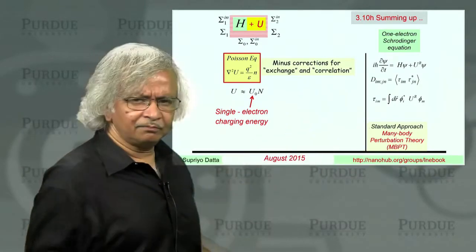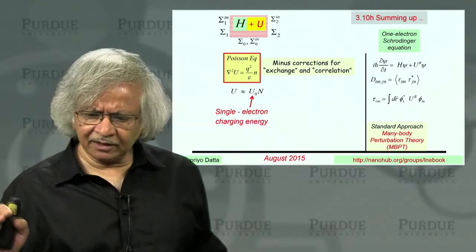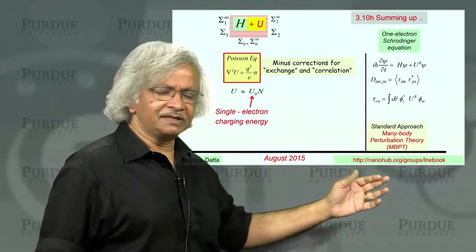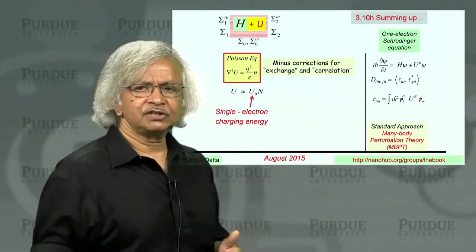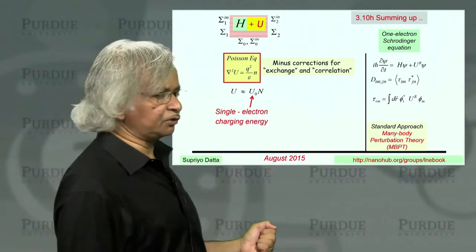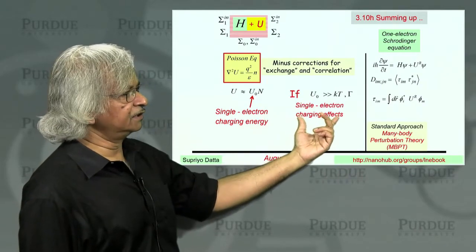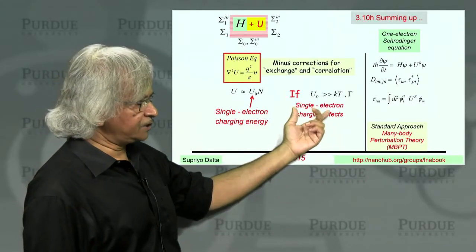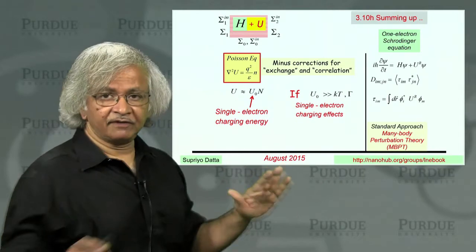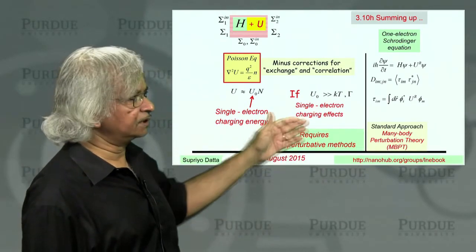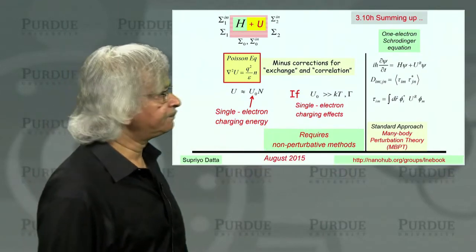But what I'd like to mention is that there are many problems where this perturbative approach is not the best, doesn't give you the best results. You really should use other methods, non-perturbative approaches. And one example of this is this Coulomb blockade phenomena, or single electron charging effects, which are observed and which is a vast field of research on its own. And these require non-perturbative methods in general.